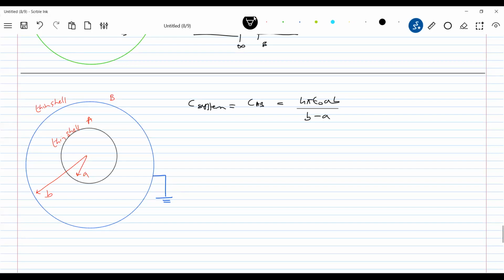Sir, A to infinity? How will A to infinity come? We are connecting a cell like this, no? That's why whenever you are having big trouble, you must bring in this cell concept. It's not there in the book.